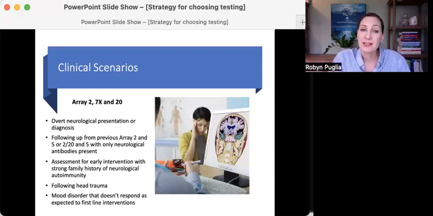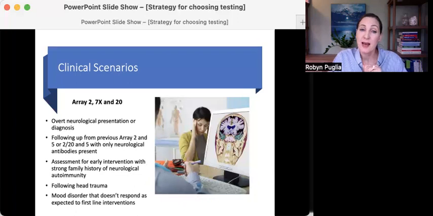We may be using this test bundle for assessments for early intervention when there is a strong family history of neurological autoimmunity. With a strong family history, we want to identify any changes immunologically as early as possible, so that we can make interventions as early as possible, which gives us a better prognosis.